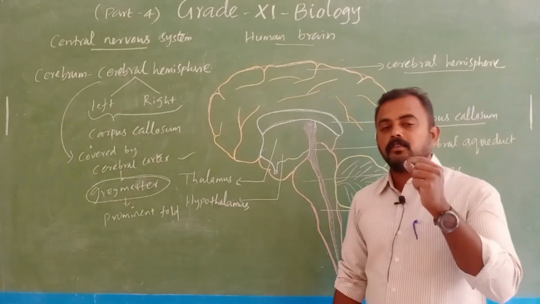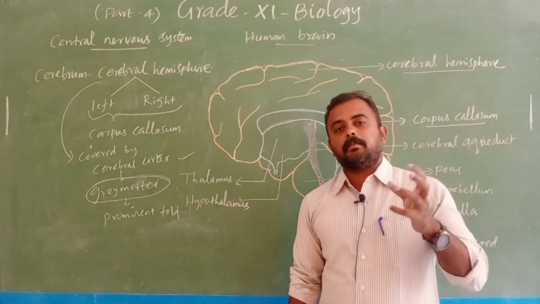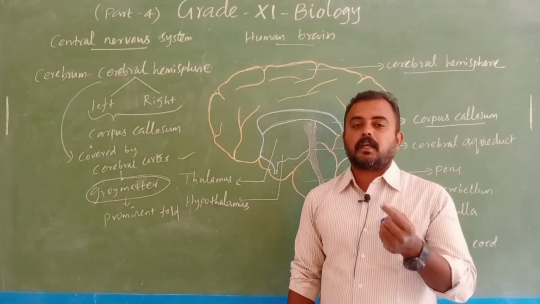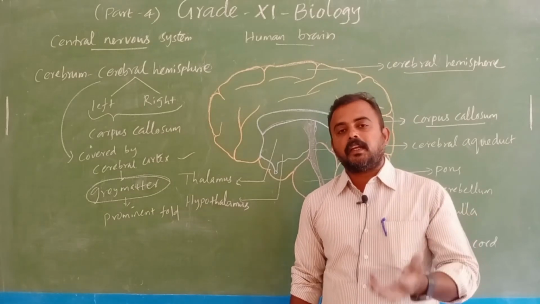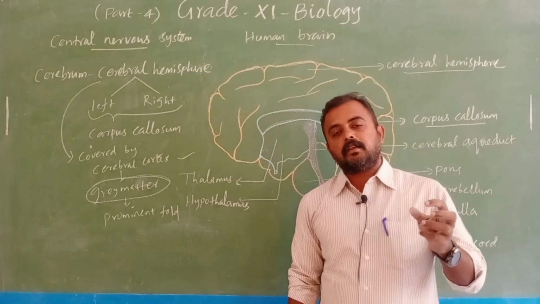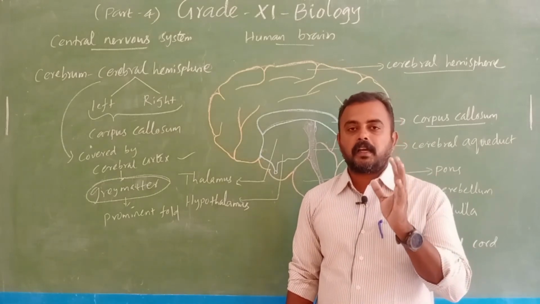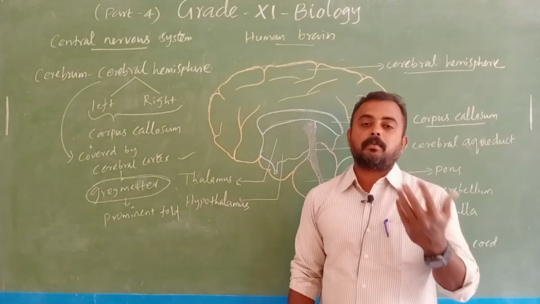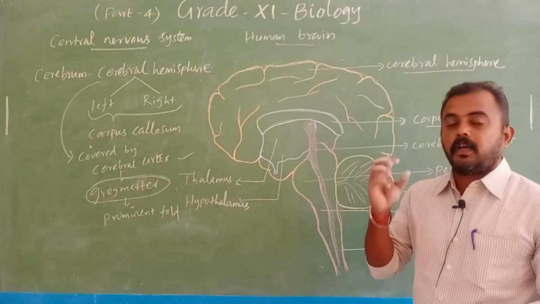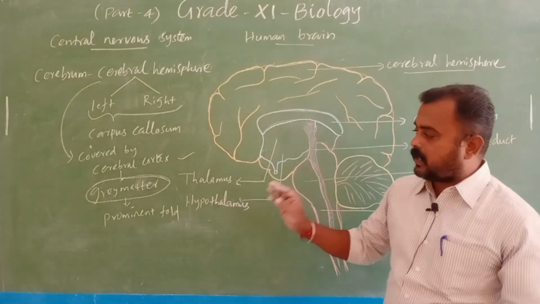Because of non-myelinated neurons. In neurons we have different types: myelinated neuron, non-myelinated neuron, unipolar, bipolar, multipolar. Based on the axon and the dendrites, we divide neurons into three types: unipolar, bipolar and multipolar. But based on the myelin sheath, it is divided into two: myelinated and non-myelinated. If the myelin sheath is present, it is a myelinated neuron. If the myelin sheath is not present, it is a non-myelinated neuron. Here non-myelinated neurons are present, so it is grayish in color. Their cell bodies are very concentrated, and that's why it is gray in color.